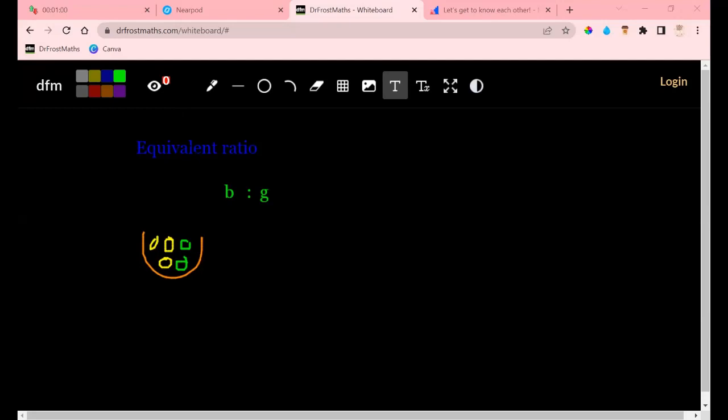So the ratio of bananas to grapes is 3 to 2. As you can see in the picture, the ratio between bananas and grapes is 3 to 2. Now you made this fruit salad for your family. Maybe you have a small family, your father, your mother, and you. This is your family, just as an example. So for your family, this fruit salad is enough.